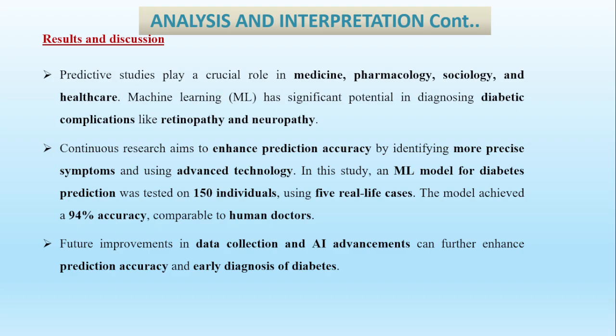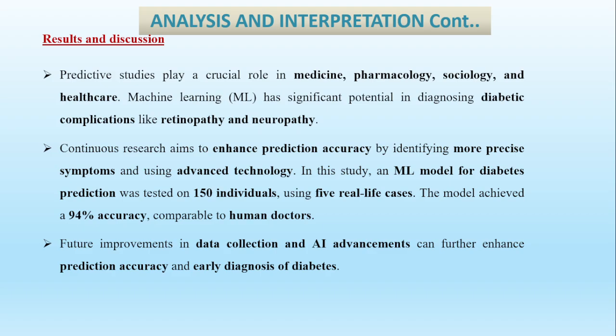Continuous research aims to enhance this, because I read the first paper from 2013 to 2020. Then in the 2020 paper, they had no automated model, but in 2024 I studied another paper, which I have also discussed in the literature review. The paper said 97%, but this study gives 94% accuracy on 150 individual data.